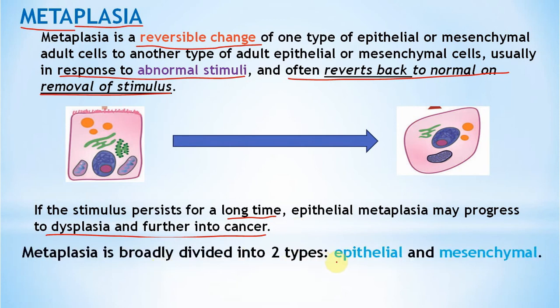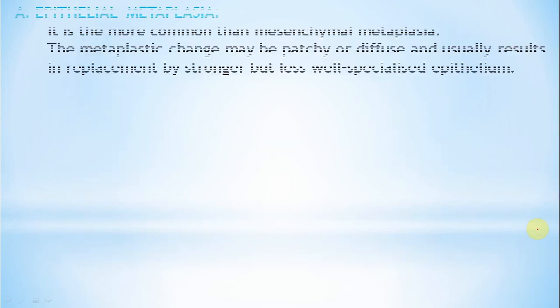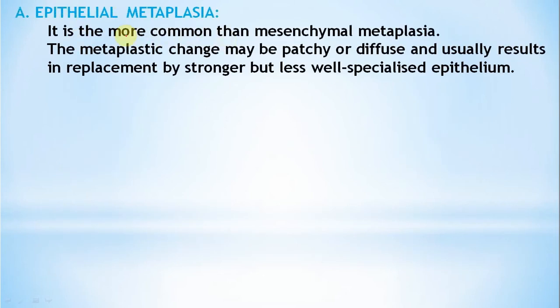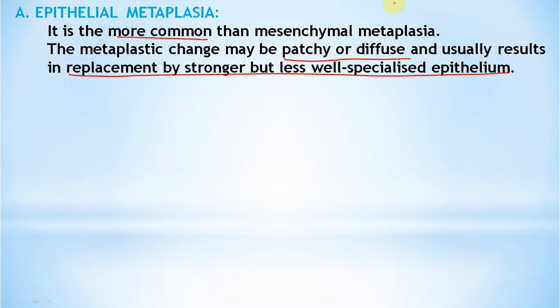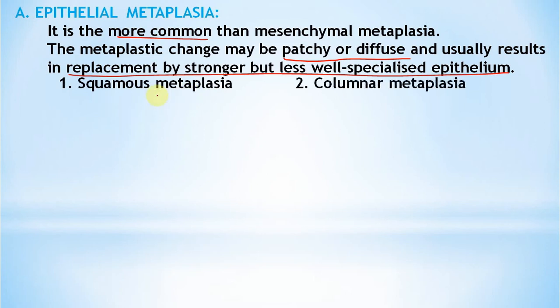Metaplasia is broadly divided into two types: epithelial and mesenchymal. Epithelial metaplasia is more common than mesenchymal metaplasia. The metaplastic changes may be patchy or diffuse and usually result in replacement by stronger but less well specialized epithelium. It is of two types, squamous metaplasia and columnar metaplasia. Squamous metaplasia is more common.